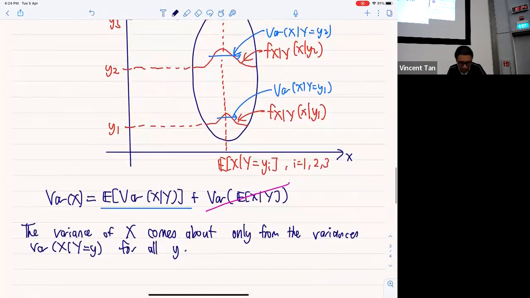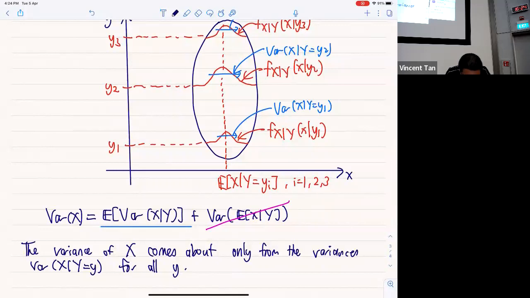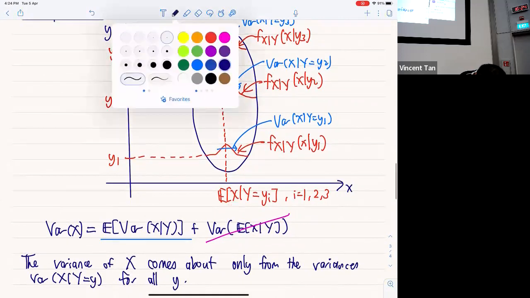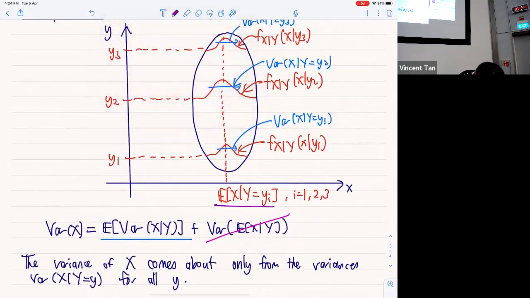Yes? No. The expectation of X, okay. The expectation, good point. What we can see here is that no matter what little y you choose, this is all the same. At least from the way I drew it, they all line up. It's meant to be a vertical straight line.